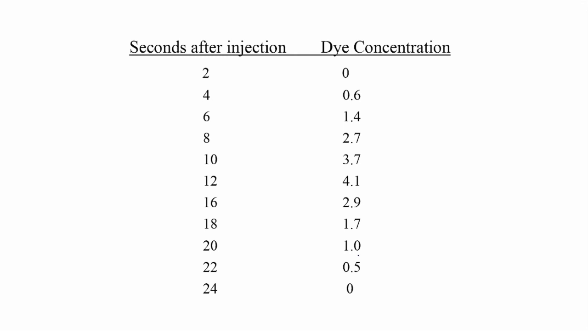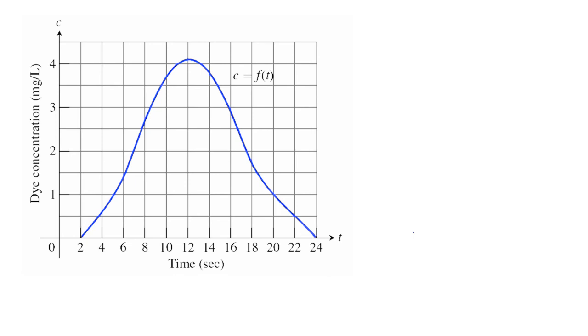So here's the data. We'll let the x-axis be time t in seconds after injection, and we'll let the y-axis be the concentration. Plotting these points and drawing a smooth flowing curve through these values gives us the following graph. So the first part that we need to solve is to find the area under this curve from 2 to 24. And as you can see, we're going to use 11 rectangles. This will be the first rectangle. 1, 2, 3, 4, 5, 6, 7, 8, 9, 10, 11 rectangles.